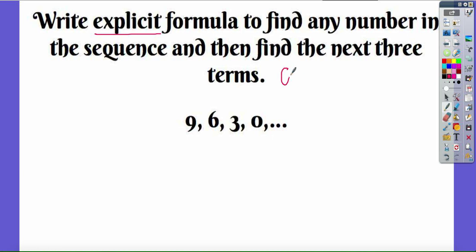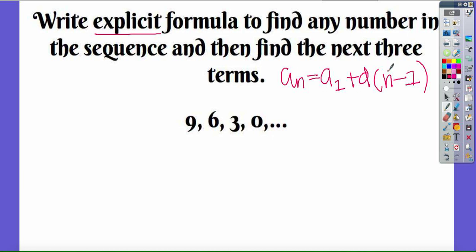That one is a sub n equals a sub 1 plus d times n minus 1. And I do believe this is on the formula sheet for the algebra test. We'll have to double check, but I do believe that some of the formulas are on there.